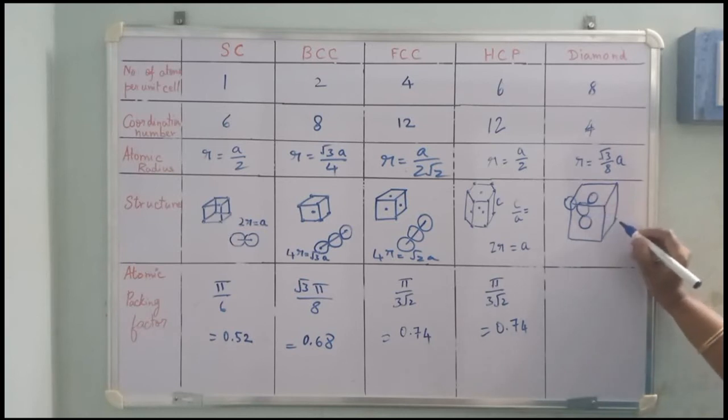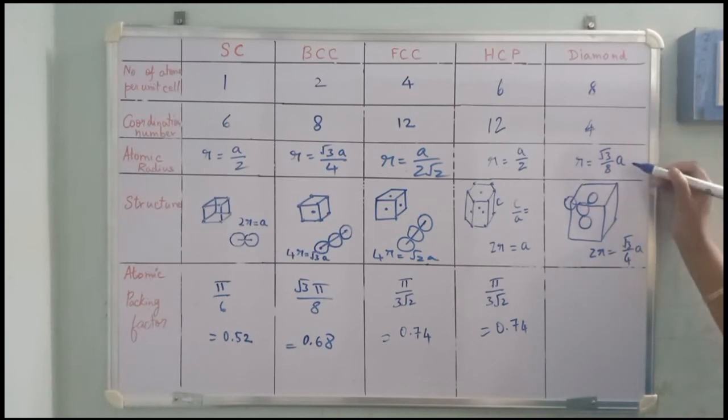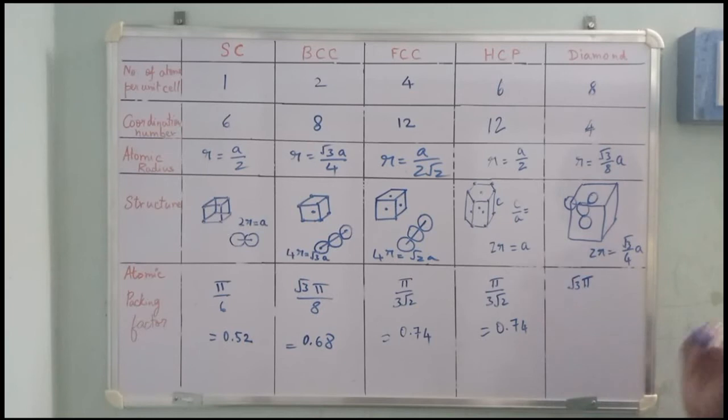Hence, 2r will be root 3 by 4a, that is 1 by 4 times the body diagonal. And from the value of number of atoms per unit cell and the value of atomic radius, atomic packing factor is found to be equal to root 3 pi by 16, which turns out to be 0.34. A very loosely packed structure. In spite of loosely packed structure, it is the hardest known material.